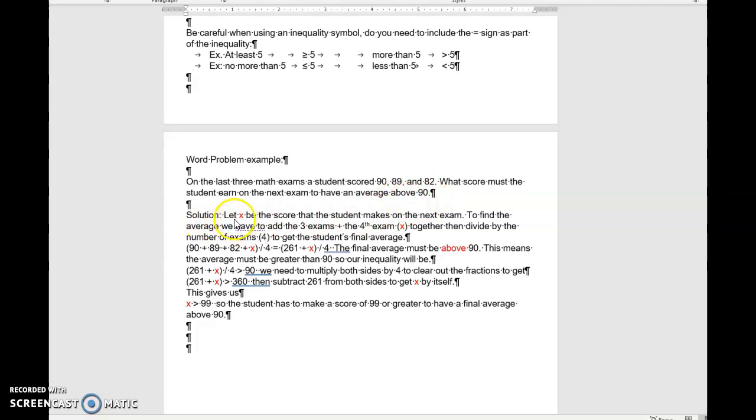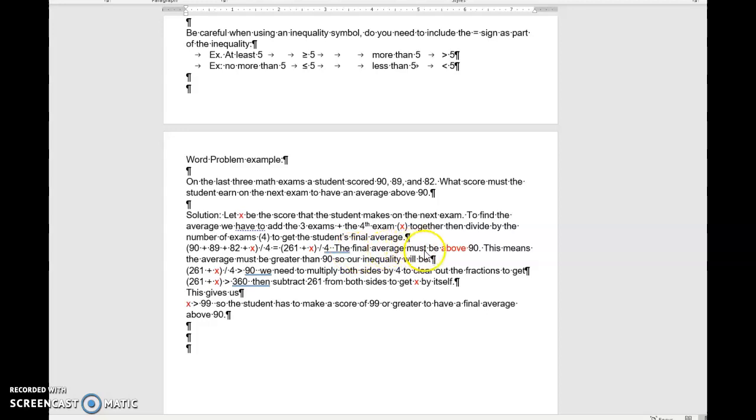So let's look at our solution. I'm just going to let x be the score that the student makes on the next exam. So to find the average, we add the 3 exams we got, plus the 4th exam, which is unknown, together, then divide by the number of exams, 4, to get the student's final average. So you can see here, I took the 3 that I was given, plus the 4th one, which is unknown at this time, and I'm going to divide by 4. So I'm going to add the 3 that I got together, in other words, combine like terms, or add all 3 of these constants, and I'm going to get this part. This is part of an expression.